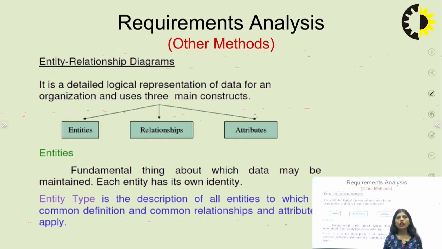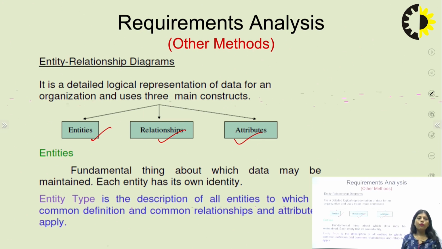Next diagram is the ER diagram, entity relationship diagram. It is a detailed logical representation of data for an organization, and it uses three main constructs. First is entity, second is relationship, third is attributes.